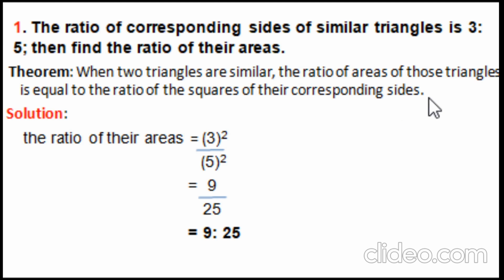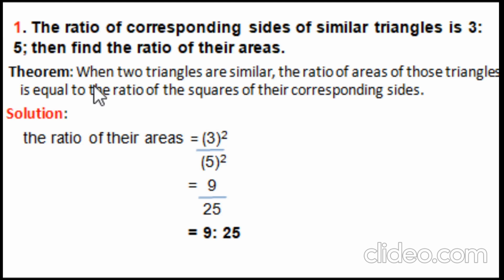We have already made a video for this theorem, the theorem on the ratios of areas of similar triangles. Now the first question of 1.4. The ratio of corresponding sides of similar triangles is 3:5. Then we have to find the ratio of their areas.